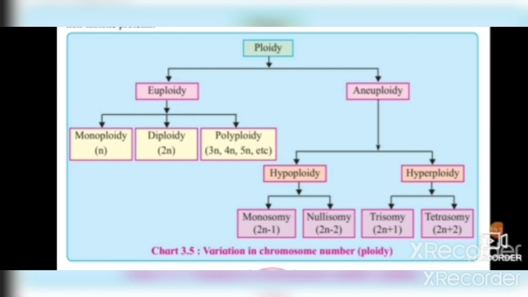In hypoploidy, monosomy and nullisomy. Monosomy is 2n minus 1, nullisomy is 2n minus 2. In hyperploidy, trisomy is 2n plus 1, tetrasomy is 2n plus 2. That is the variation in chromosome number in ploidy.